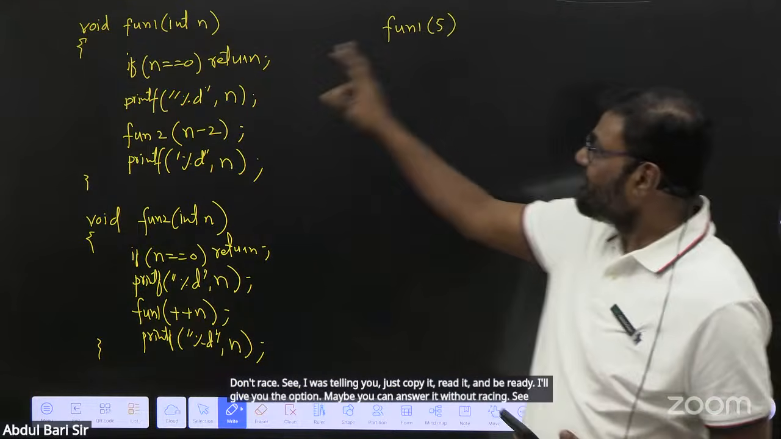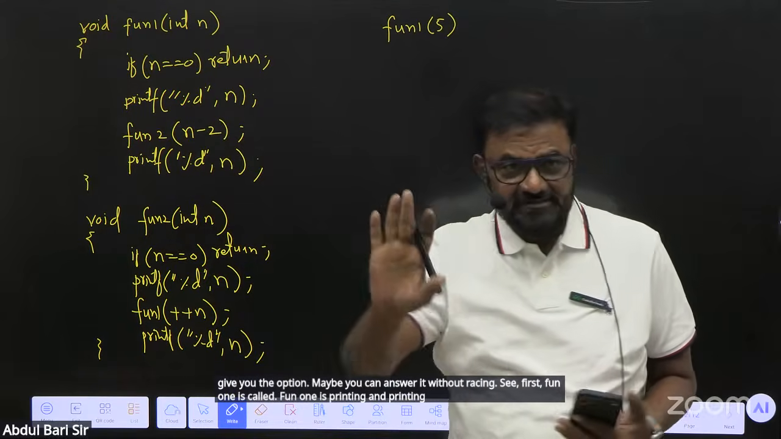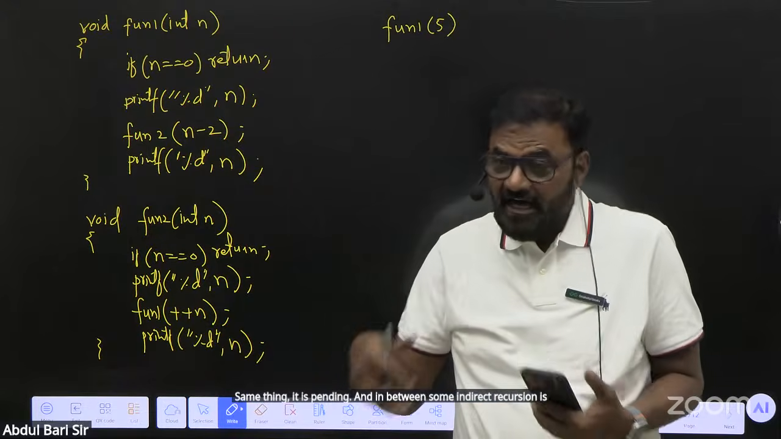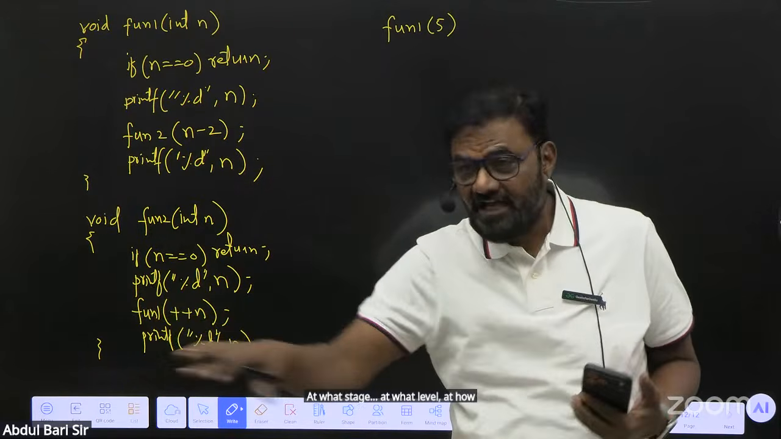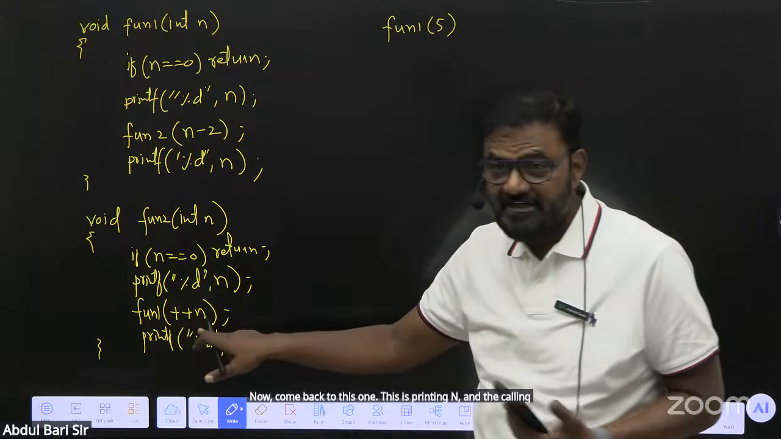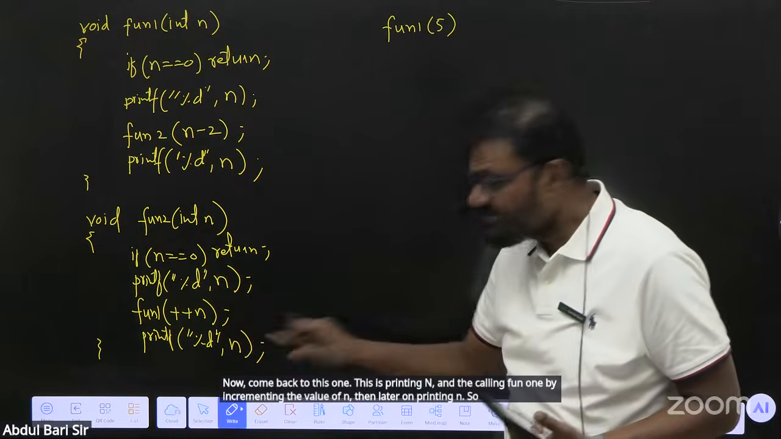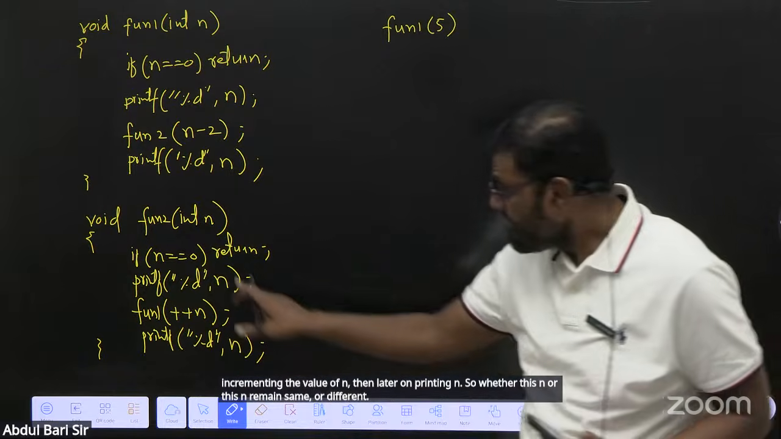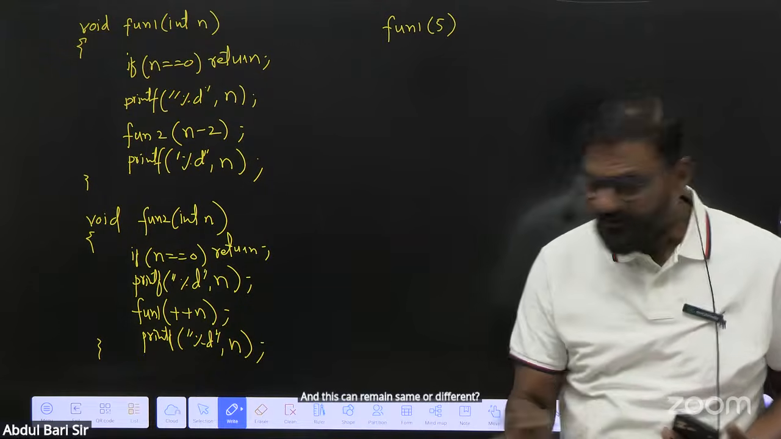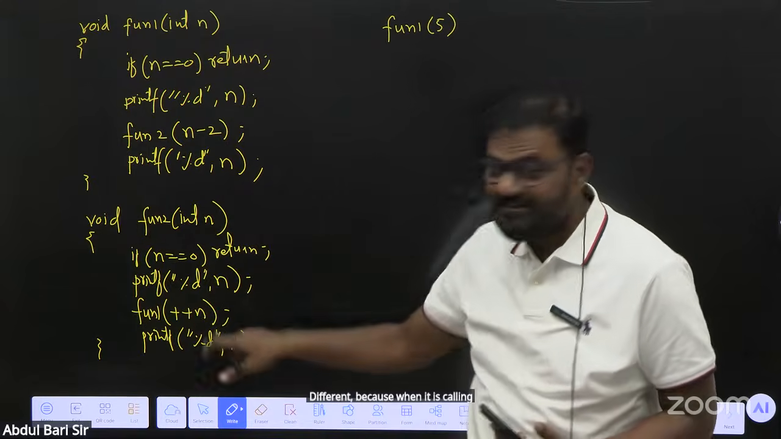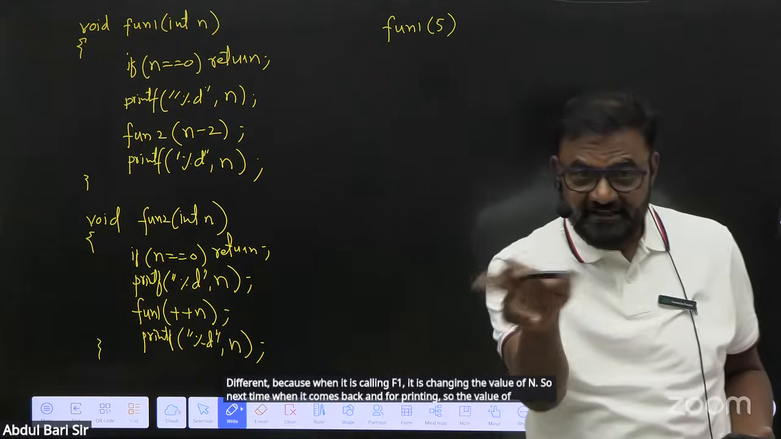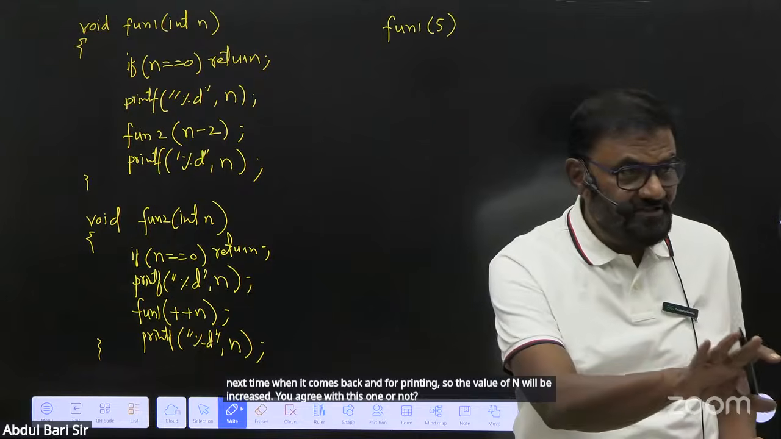First, fun1 is called. Fun1 is printing n, printing n. Same value it is printing. And in between, some indirect recursion is happening. At what stage, at what level, at how much depth it will happen, we don't know. Now come back to this one. This is printing n and calling fun1 by incrementing the value of n. Then later on printing n. So whether this n or this n remains same or different? Different, because when it is calling fun1, it is changing the value of n. So next time when it comes back for printing, the value of n will be increased. Understood this one?